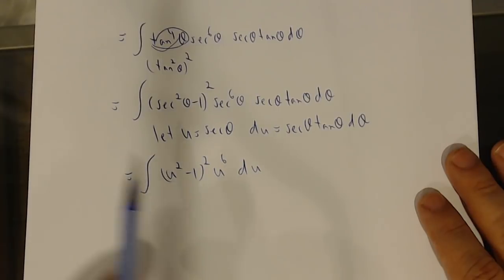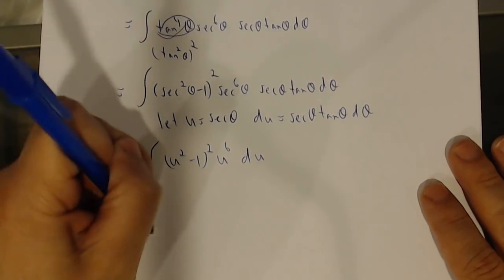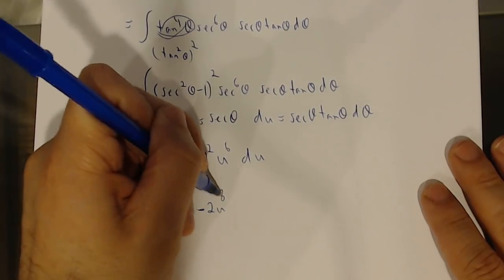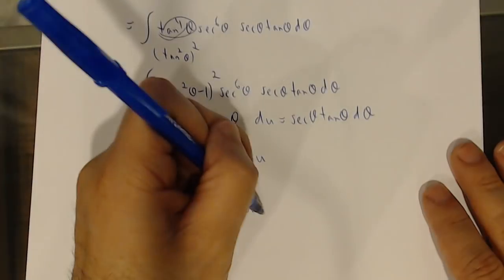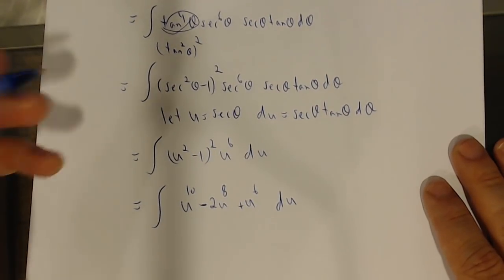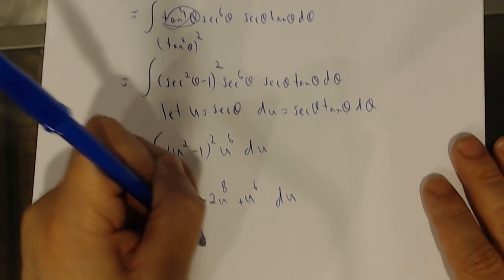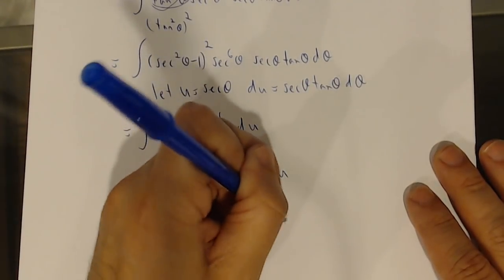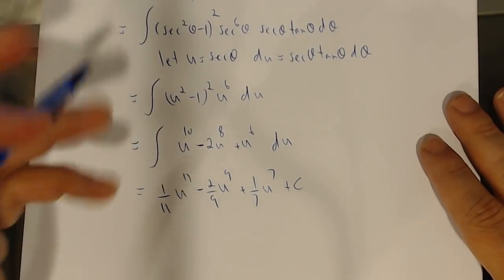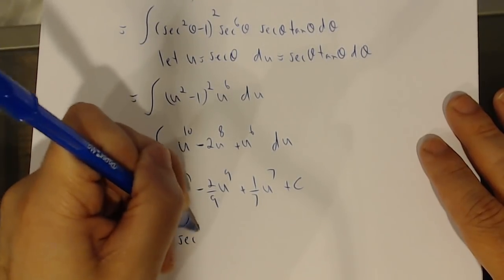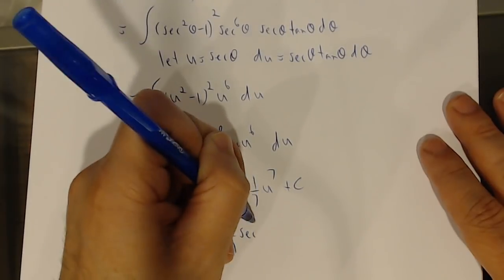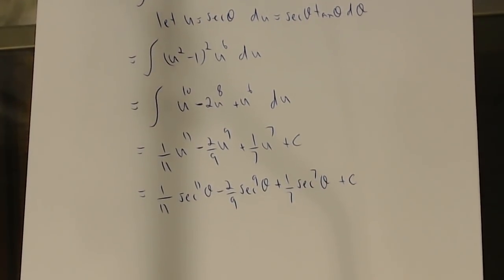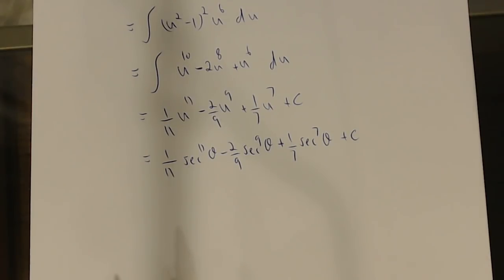So once again, this becomes so much easier. All I need to do is just multiply everything out. And if I multiply everything out, what do I get? It becomes u to the 10th minus 2u to the 8th plus u to the 6th du. Okay, so now we could find the antiderivative, which becomes 1 over 11 u to the 11 minus 2/9 u to the 9 plus 1 over 7 u to the 7 plus c. And once you do that, now you could plug back in for u, which is 1 over 11 secant to the power 11 theta minus 2/9 secant to the power of 9 theta plus 1/7 secant to the power of 7 theta plus c.